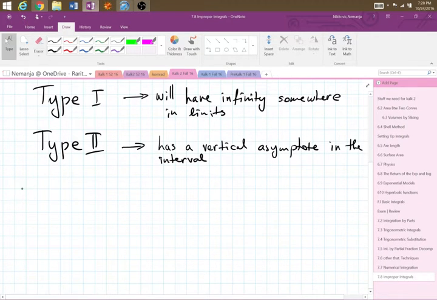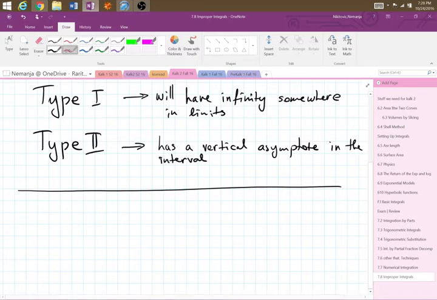Let's talk about type 1, the easier type, tonight. And then on Wednesday we are going to cover type 2, and we're also going to cover differential equations, the introductory lecture. And we're done with the chapter. So type 1 improper integrals.